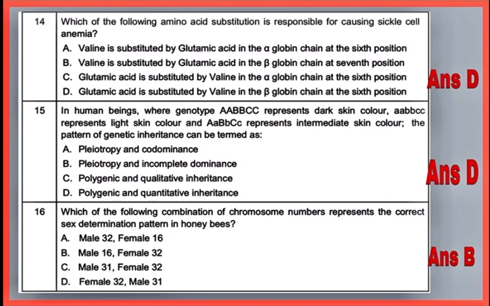Question number 16. Which of the following combinations of chromosome numbers represent the correct sex determination pattern in honeybees? Option B. Male with 16 chromosomes and female with 32 chromosomes, as it depends on the fertilization and non-fertilization of eggs.